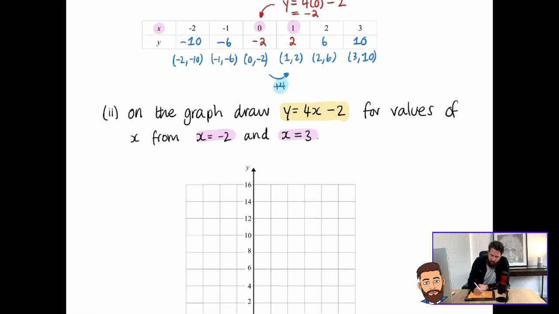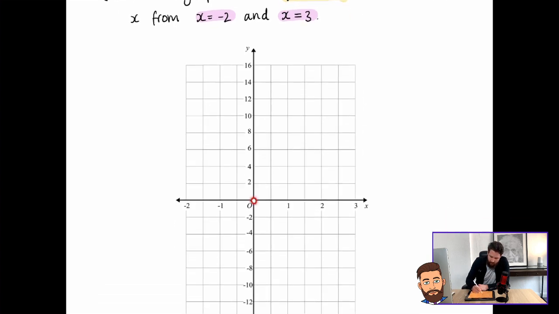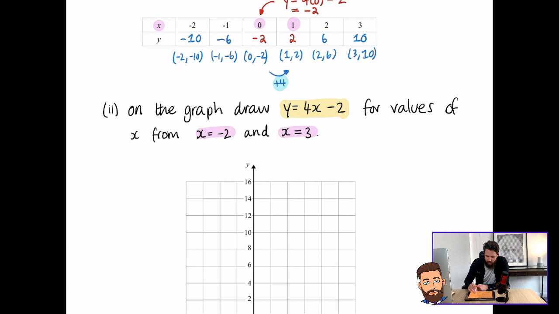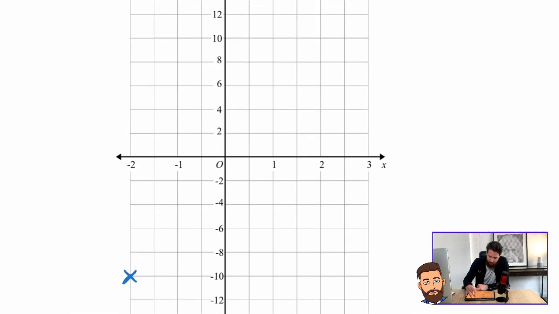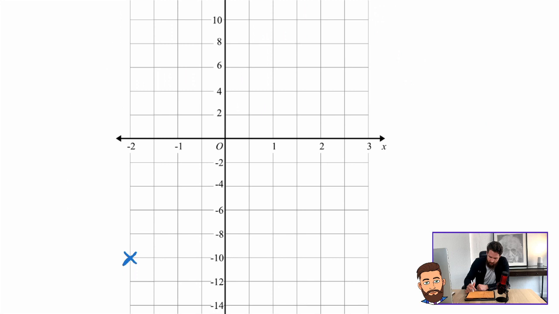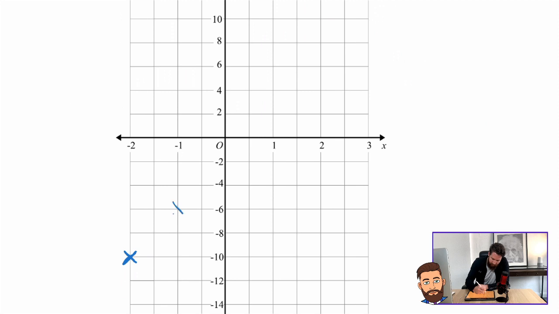And we can just start to plot our coordinates. The first one is -2, -10. So start at 0, -2, cross to -2, down to -10. So our first point is going to be down here. The next one is -1, -6. So across -1, down -6. We're going to get a nice point here.